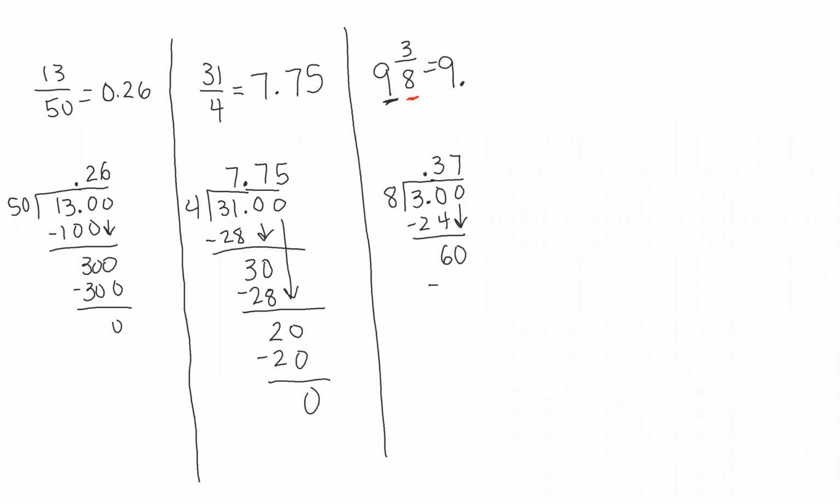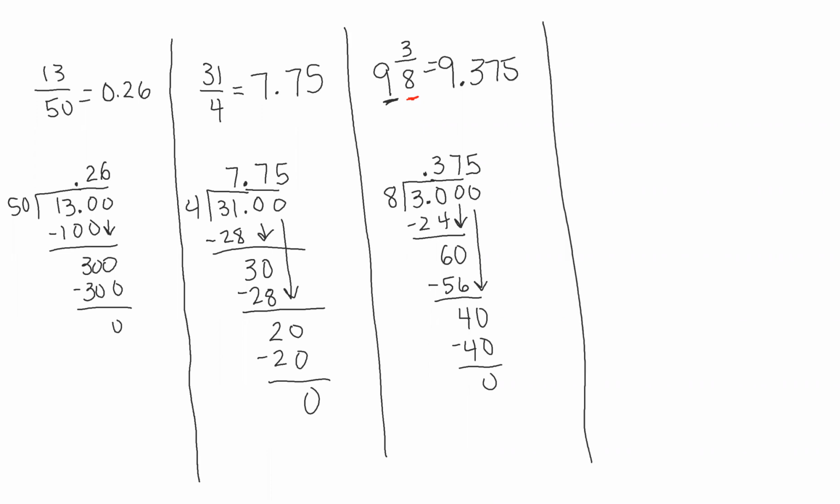7 times 8 is 56. Get a 4. Add another 0. 8 into 40 goes 5 times. 5 times 8 is 40. There's our 0 remainder. So 9 3/8 is the same as 9.375. Not bad. Dare I say fun? Let's do one more.